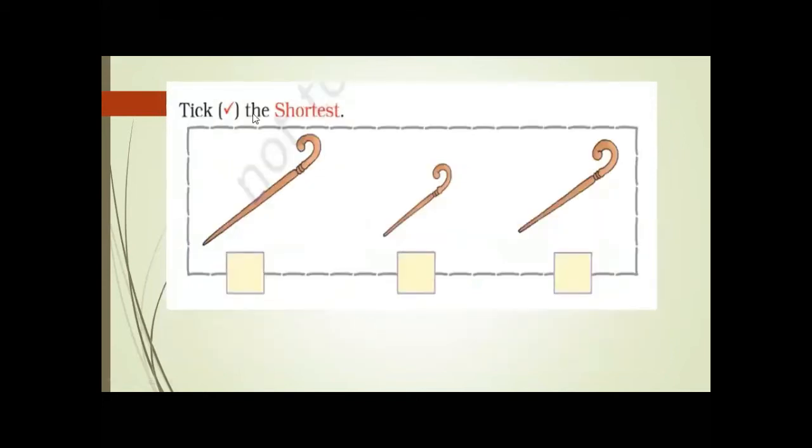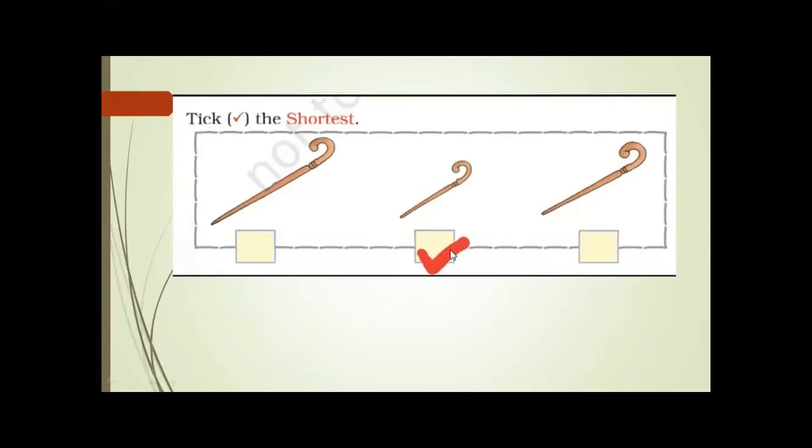Now, take the shortest one. Again, we see here three objects, sticks of umbrellas. So which one is shortest? I think you all have identified which one is shortest, meaning smallest. This one? No. Yes, this one is smallest. So this one is shortest among these umbrellas. So you have to mark on this umbrella stick because it is the shortest one.